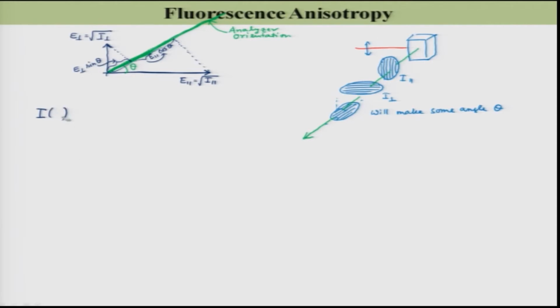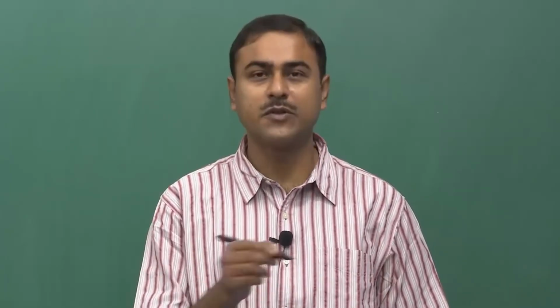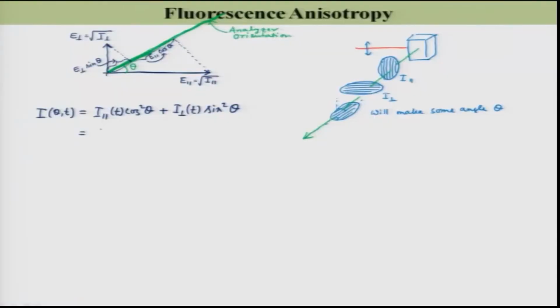So, here I as a function of theta and t is equal to I parallel t cosine square theta plus I perpendicular t sin square theta. So, now I will put the expressions for I parallel t and I perpendicular t into it, and then I will try to simplify this equation and let us see what happens, right.